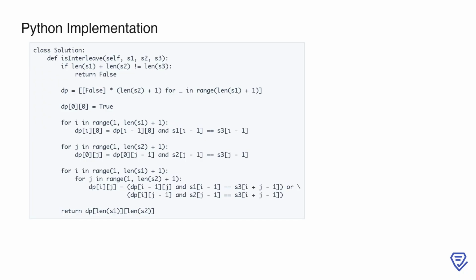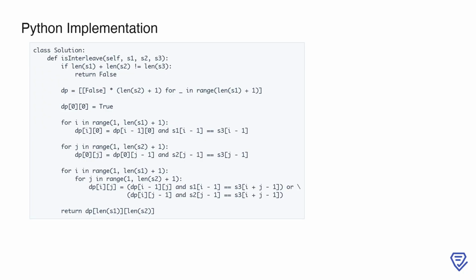6. For the rest of the DP table, the value of DP[i][j] is determined by 2 possible scenarios. If the ith character of S1 matches the (i+j)th character of S3, then DP[i][j] depends on DP[i-1][j]. If the jth character of S2 matches the (i+j)th character of S3, then DP[i][j] depends on DP[i][j-1]. These conditions are combined with a logical OR.